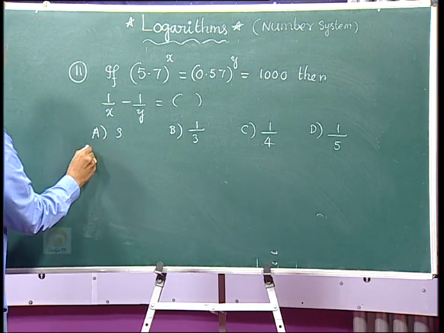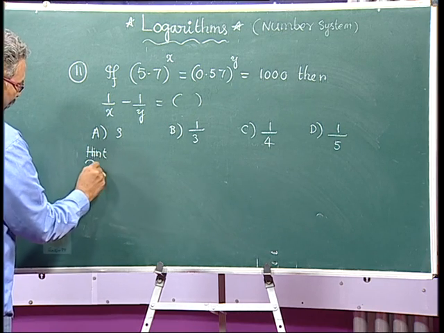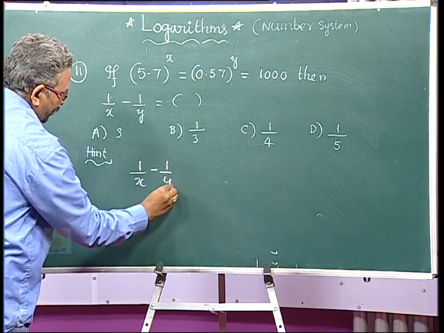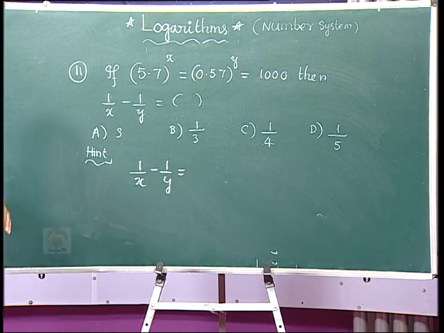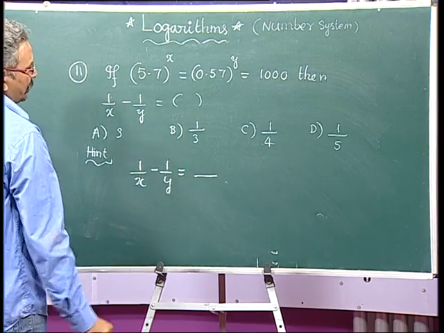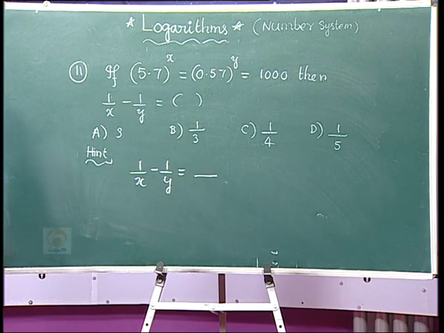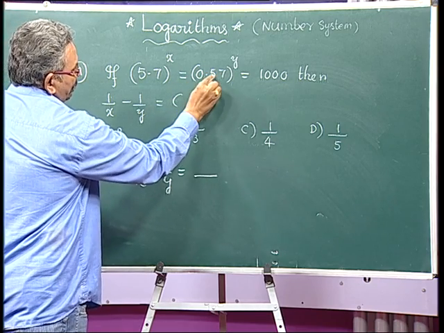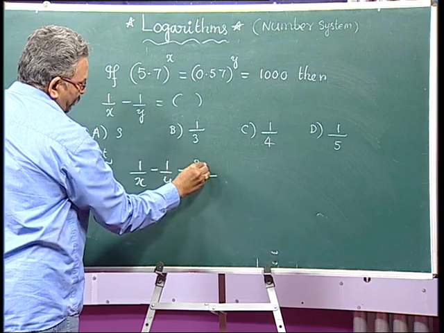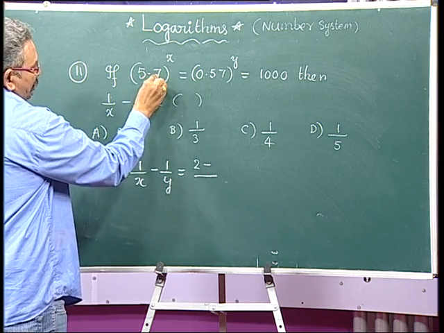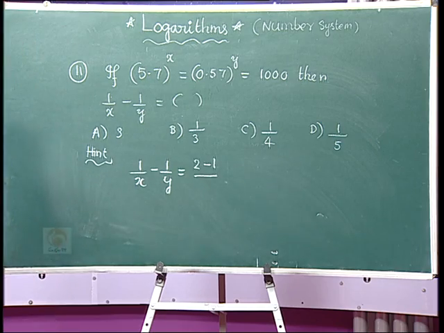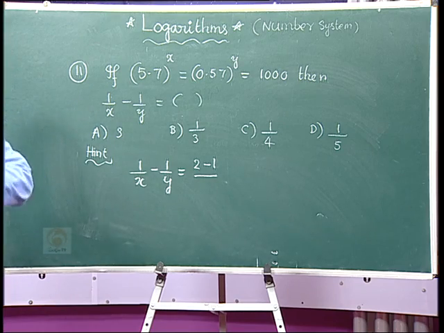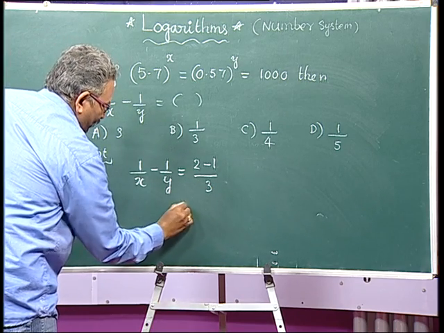So, now you remember this problem like this: 1 by x minus 1 by y equals to, write down first of all, numerator and denominator. What is the numerator? First you count the number of decimal places here, 1, then 2, put a minus sign. How many decimal places here? 1, 2, minus 1. Here how many zeros are there? Very easy to count, 3, write 3 below. So, the answer is 1 by 3.